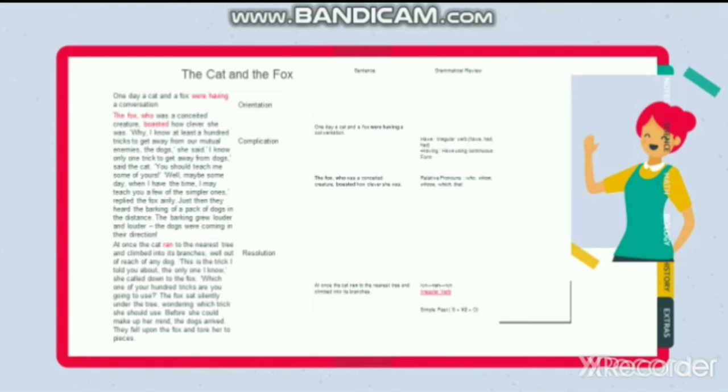Okay, an example of narrative text. The title is The Cat and the Fox. Okay, and we can analyze the narrative text. Okay, explanation. We are using a grammatical review in the sentence.